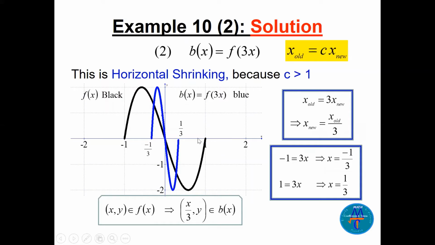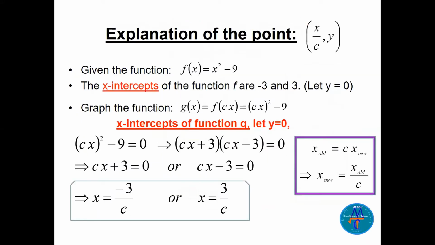See, from 1 to 1 over 3. So this is horizontal shrinking. So it is smaller. Smaller with bigger c, if c is multiplied by x horizontally. Shrinking horizontally. Same thing, from minus 1 it will go to minus 1/3. That's the blue graph.